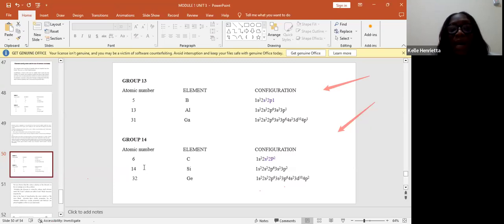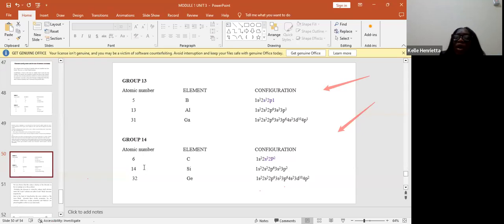You have the first one there, carbon. The second one, silicon. Then the other one there, germanium. This is the atomic number. This is the electronic configuration. Their valence electrons, which is 2 in each, are all in the p orbital. So they are called the p block elements.